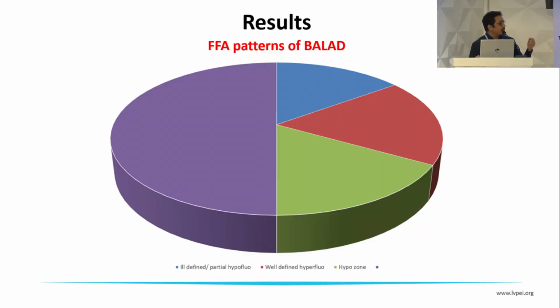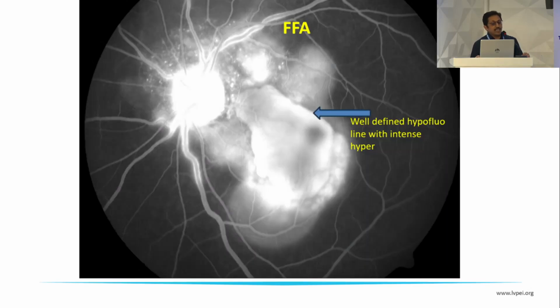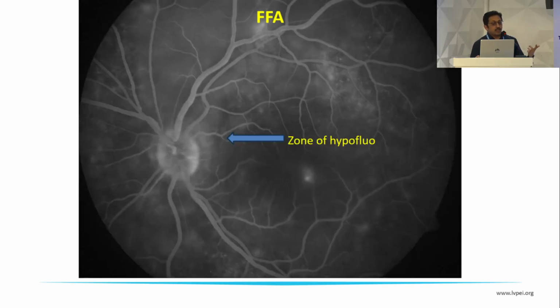If we look at the main thing now, that is the fundus fluorescein angiography features, we had a well-defined hypofluorescent line with an intense hyperfluorescence. This was again seen in multiple patients. FFA having hyperfluorescence with inner moderate to high hyperfluorescence. The other one was a zone of hyperfluorescence. So this was another finding on FFA which we were trying to look at. This was seen in more than 10 patients.